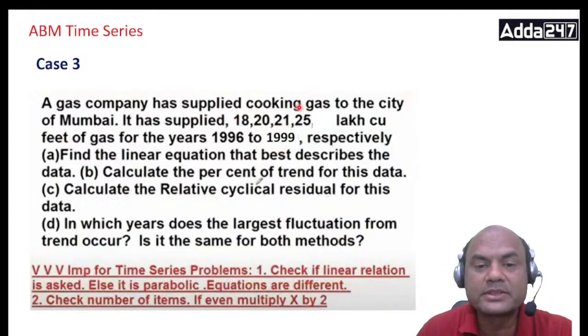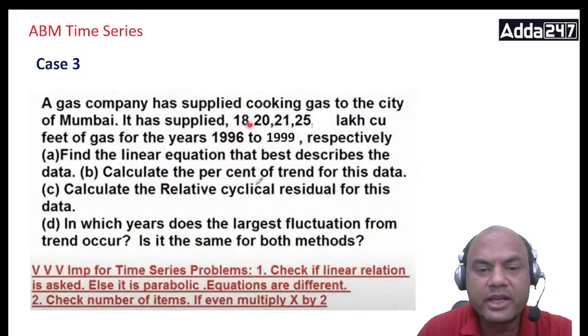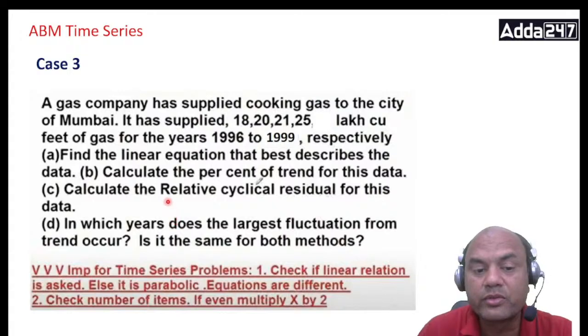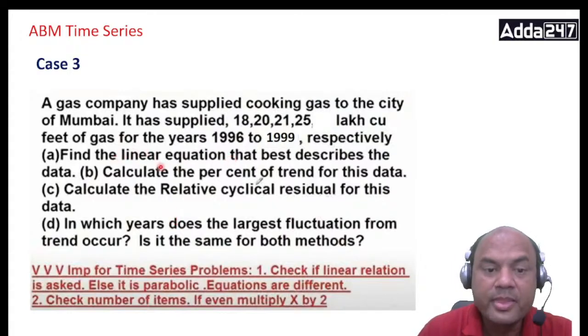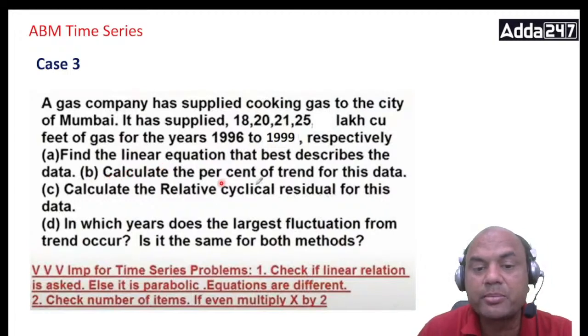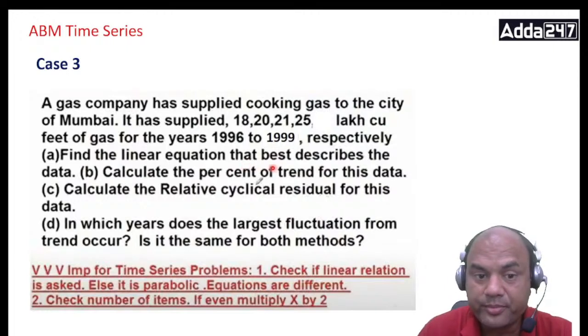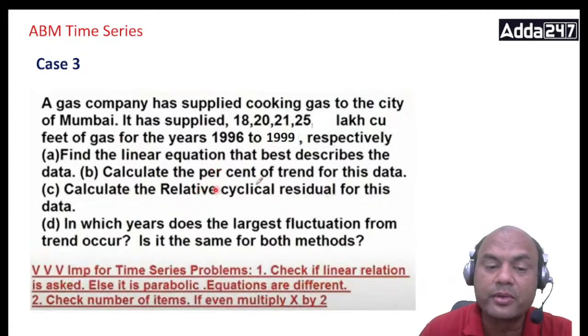A gas company has supplied the cooking gas to the city for 4 years, 1996 to 1999: 18, 20, 21, 25. Now look at the problem. The problems are different over here. First it is said linear equation. Done, simple. Second, B: calculate the percent of trend in this data. Percent of trend, something new. Next, relative cyclical residual, also new. So these two terms have newly come to you.